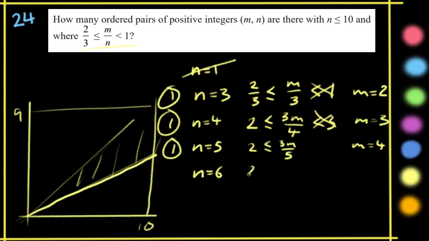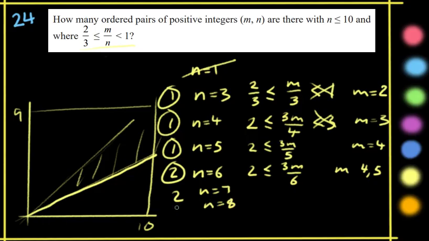So let's write it out. We got 2 is less than or equal to 3m over 6. And this just becomes 3m greater than or equal to 12. That means m has to be at least 4. So 4 counts, but it can also be 5, right? So m can be 4 or 5 here. So there are 2 solutions there, and we're going to have that pattern where for n equals 7, we're also going to have 2 solutions. For n equal 8, we're also going to have 2 solutions.